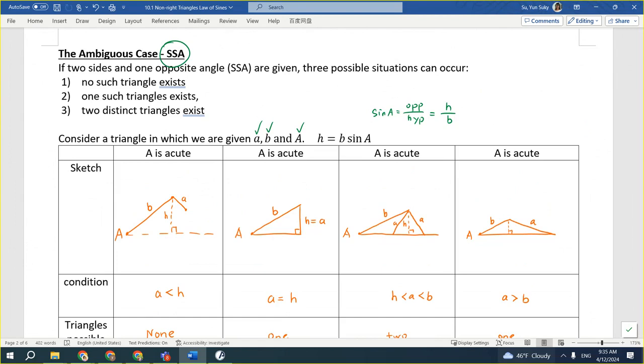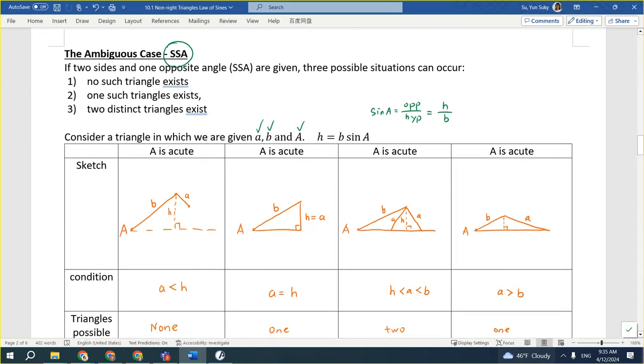Now it depends on A and H, which one is bigger. Look at your first picture. Do you see your A is shorter than H? Because it's too short, can you close the triangle? No. It's too short. I cannot even reach the other side. So therefore, no triangle. We don't have a case like that. So that's why here, no triangles can satisfy.